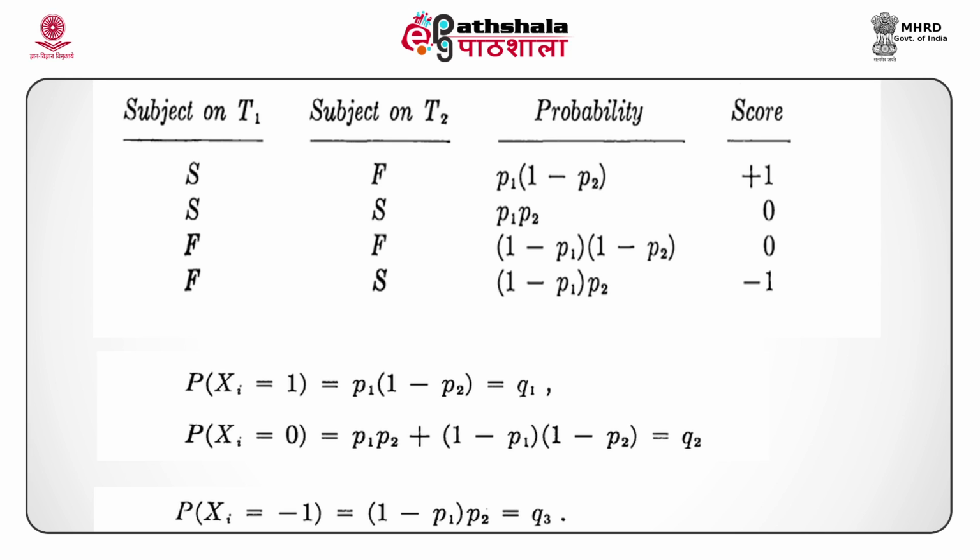We thus have a sequence of random variables x1, x2, etc. such that x1 takes the value plus 1 with probability P1 into 1 minus P2, which we denote by Q1. Xi takes the value 0 with probability P1 P2 plus 1 minus P1 into 1 minus P2, equal to Q2. And Xi takes the value minus 1 with probability 1 minus P1 into P2, which we denote by Q3. We thus have a trivariate distribution.